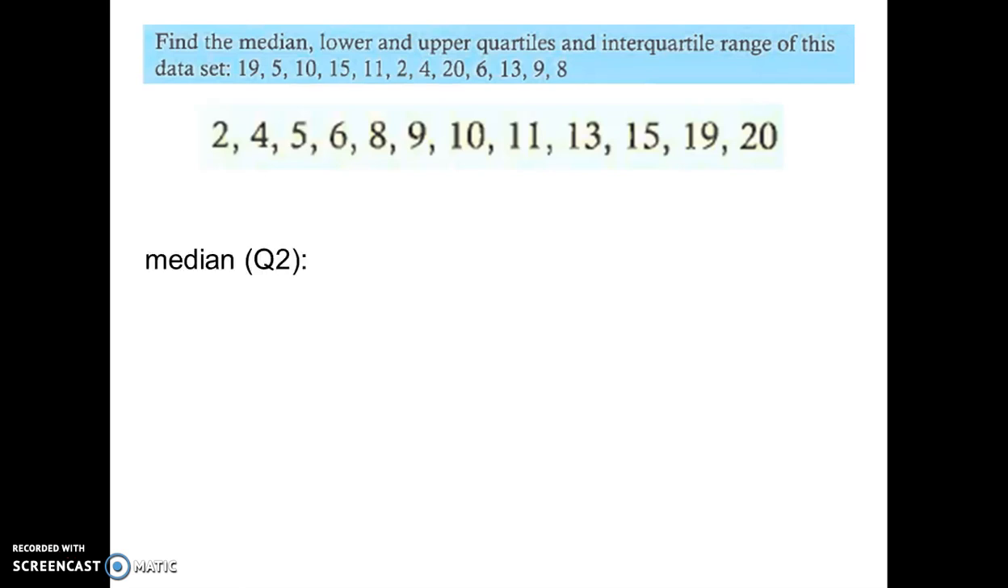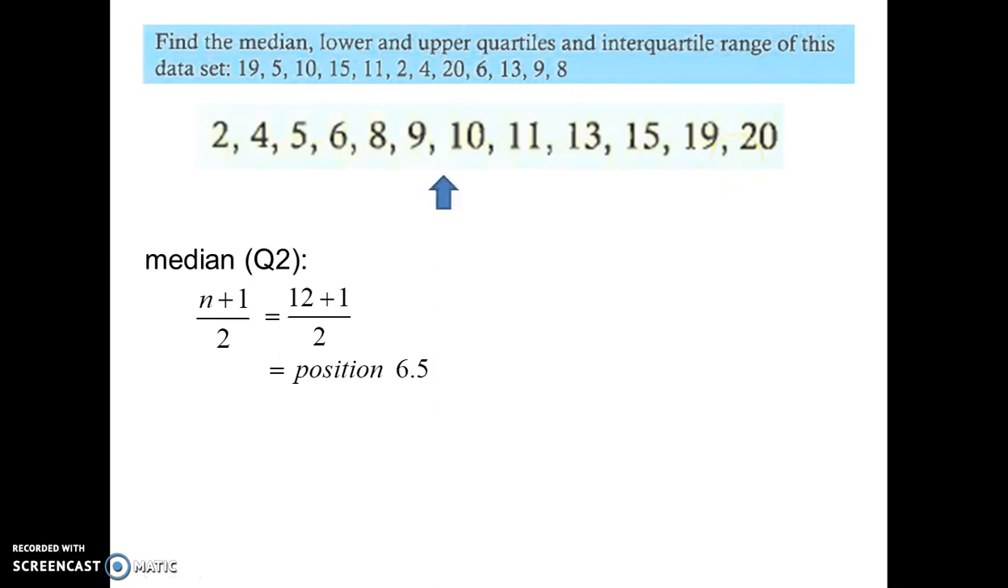The median, Q2. Remember, we find the position of the median by doing n plus 1 divided by 2. So we have 12 pieces of data. So 12 plus 1 divided by 2 ends up being 13 over 2, which tells us the position of the median is at position 6.5 in this data. So please find the median.